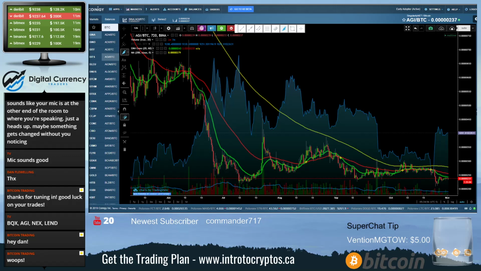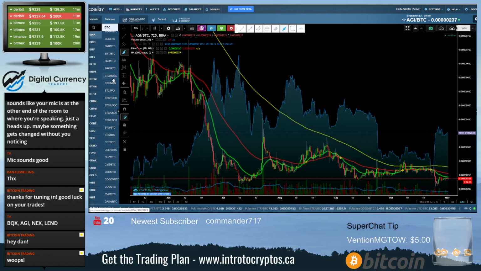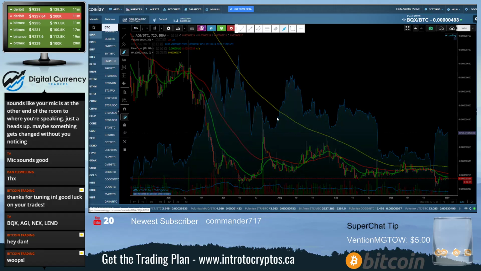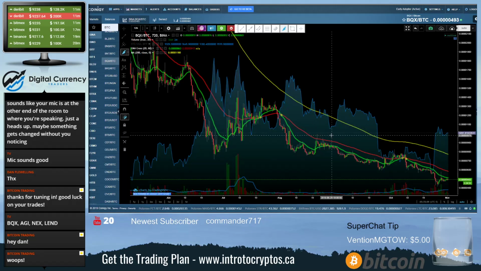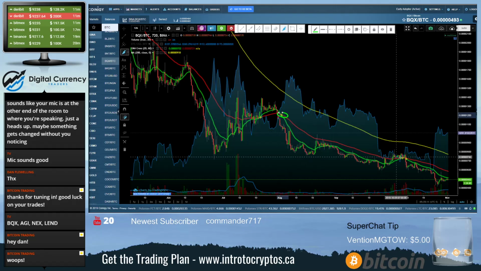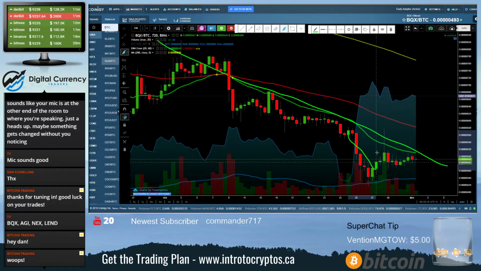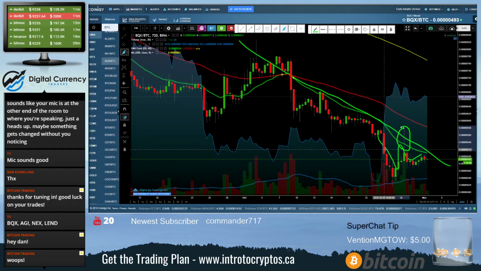And so with AGI, not feeling good about it. Let's go down the alphabet now. BQX. Again, it's below the exponential moving averages still. It is in a potential 1, 2, 3 bottom formation. We did have this pre-pump candle. Is it a pre-pump candle or is it an exhaustion candle?